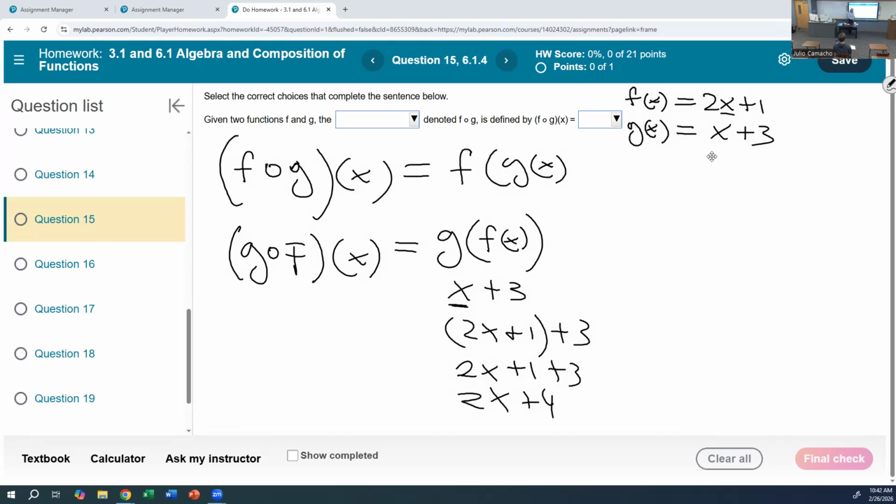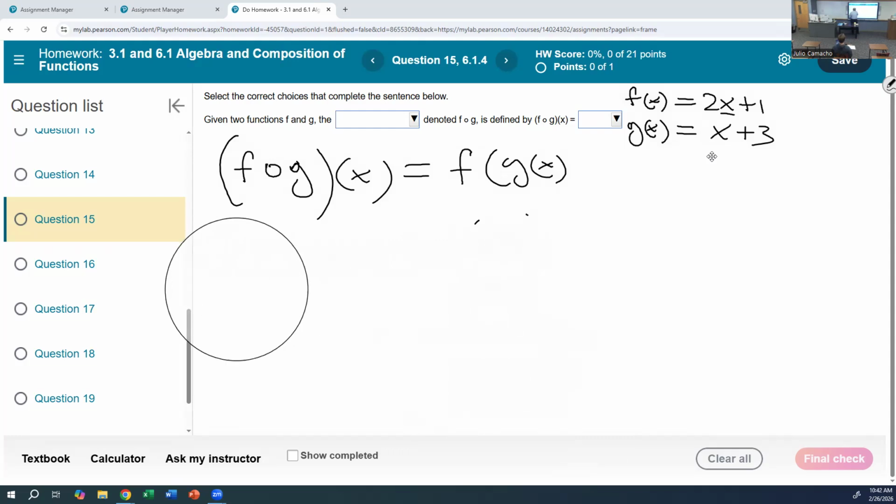But there is one more step. Imagine that they are given this. Can I erase? Yes, I wrote it down. Imagine that they are asking.